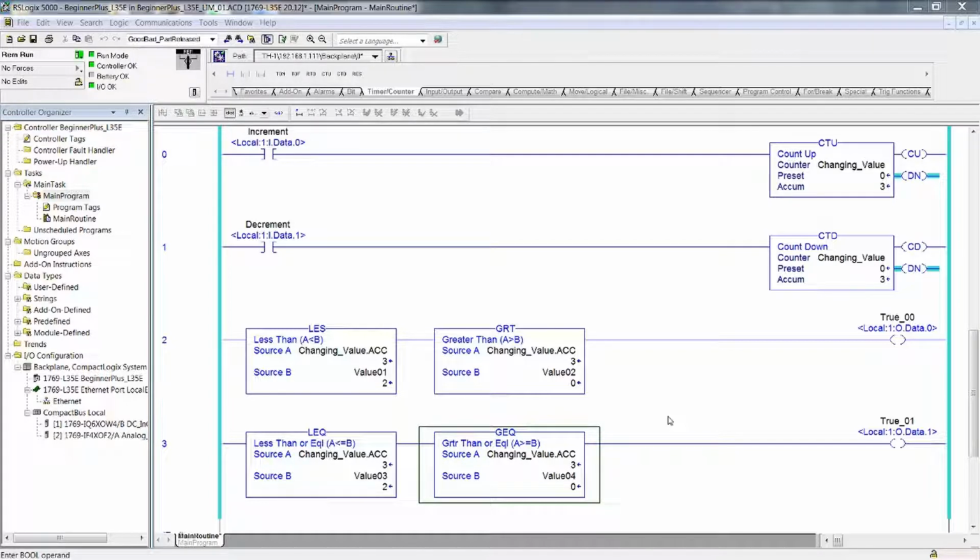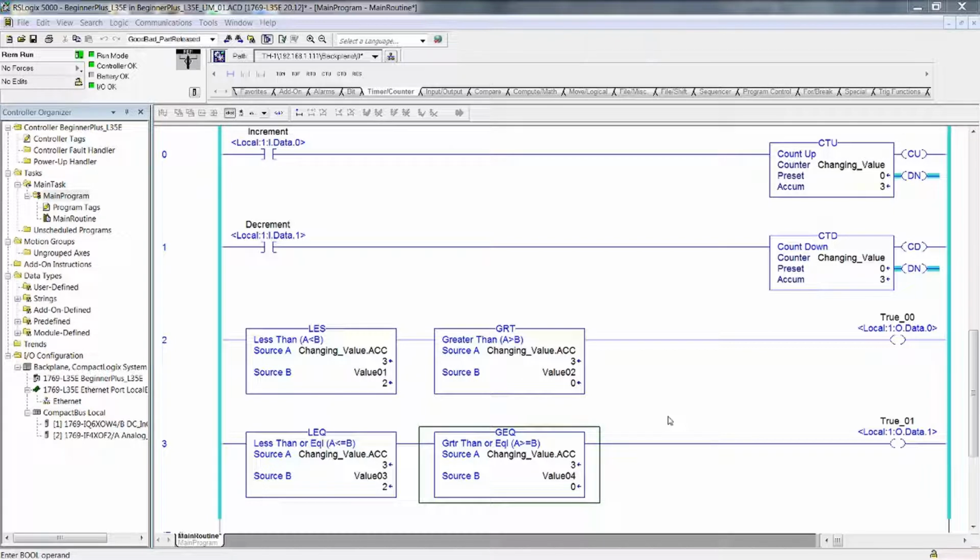Now these instructions may seem sophomoric or too simple to even contemplate, but it is very important that you understand their behavior. And it becomes second nature, because when you look at those two rungs right now, the only reason that you know they're both false is because the outputs, if you want to call them that, the OTEs, local 1.0 data 0, local 1.0 data 1, are both off. Therefore, you know that both rungs are false.